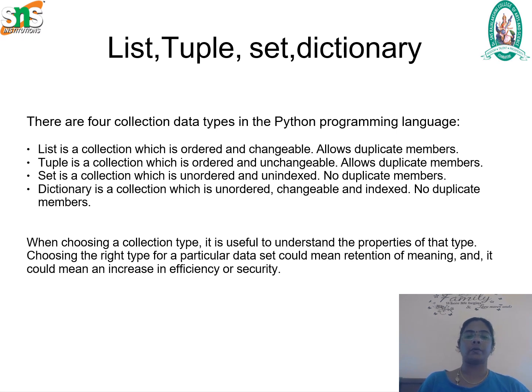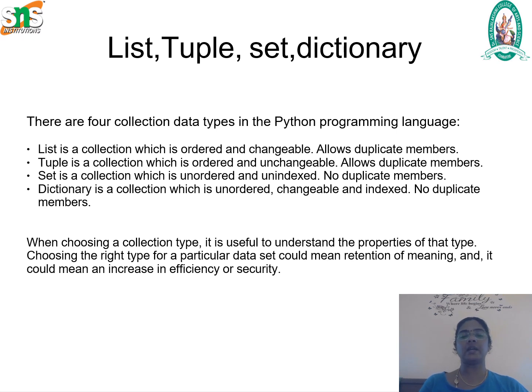Here each and every data type, list, tuple, set and dictionary, has its own properties or characteristics. List is a collection which is ordered and changeable, and it allows duplicate members also. Tuple is a collection of elements which is ordered and unchangeable, and it allows duplicate members. Set is a collection which is unordered and unindexed, and no duplicate entries are allowed. Dictionary is a collection which is unordered, changeable and indexed, and no duplicate members are allowed.